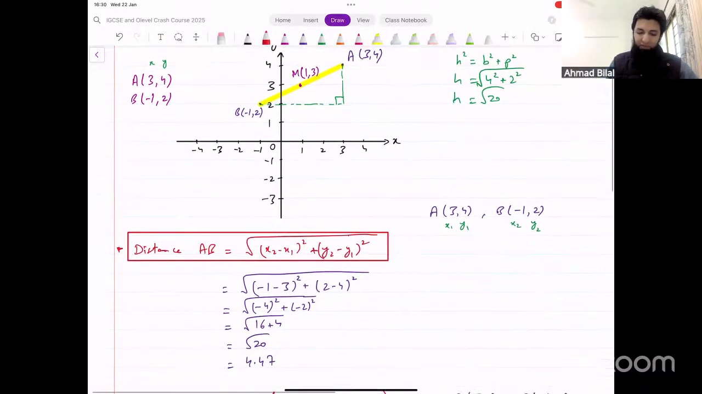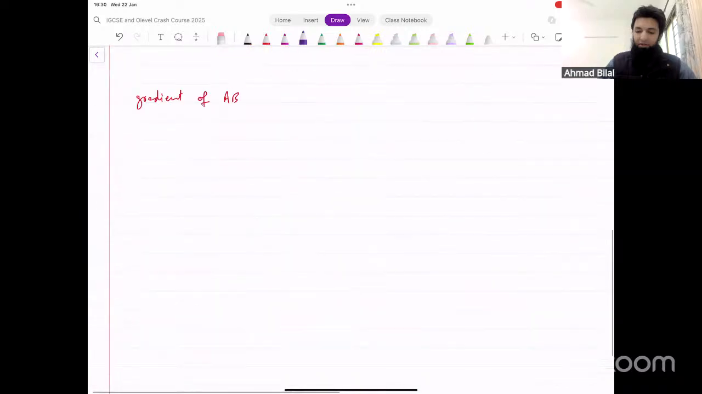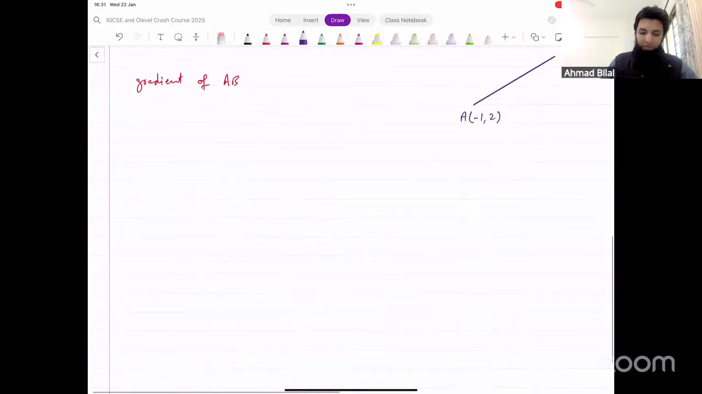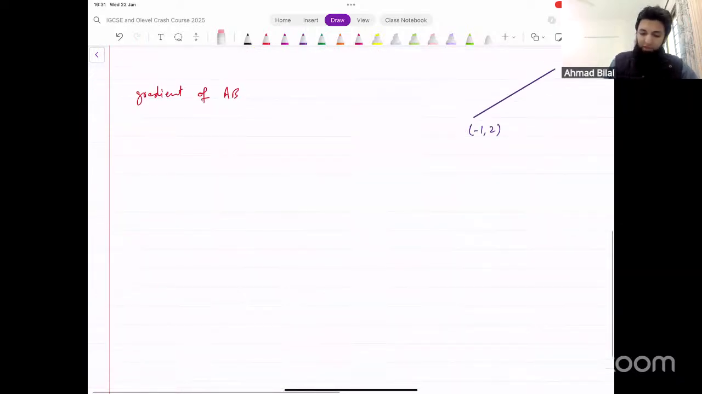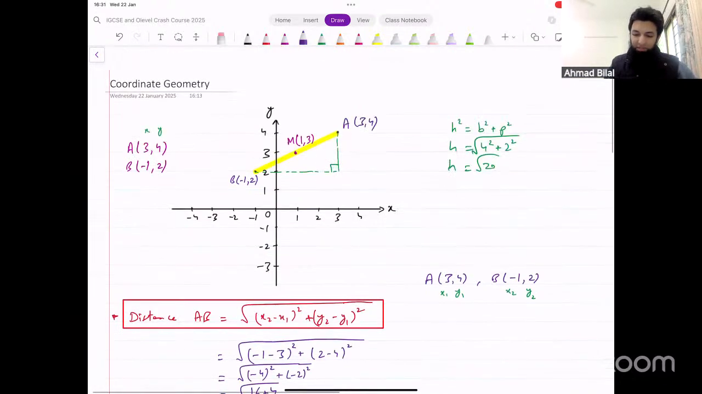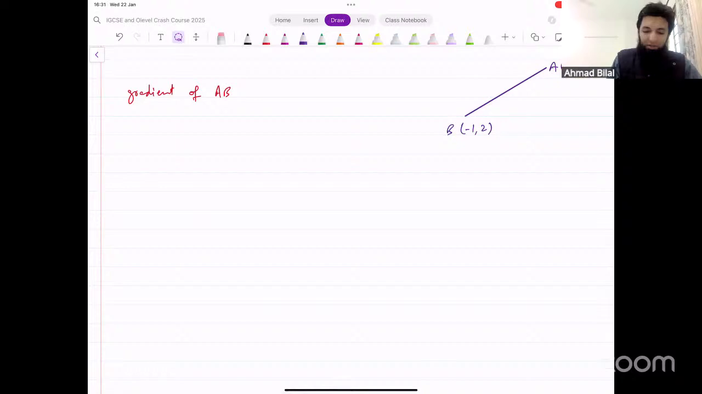This is what the line looked like, the line that I have here. Let me draw this line here as well. B has coordinates -1 and 2, and A has coordinates 3 and 4. These are the 2 points that I have. Now, how do you find the gradient of the line joining these 2 points?